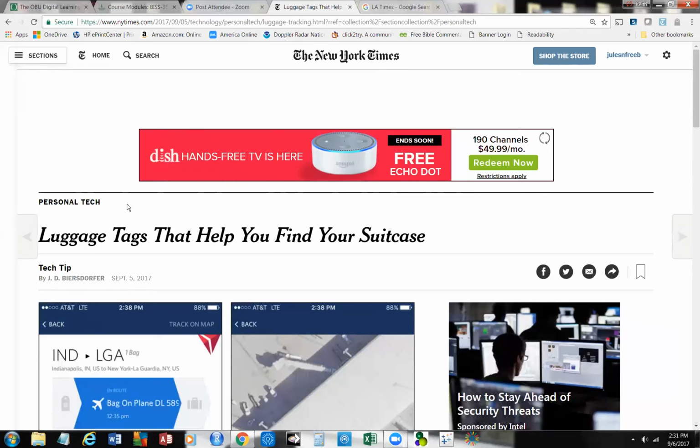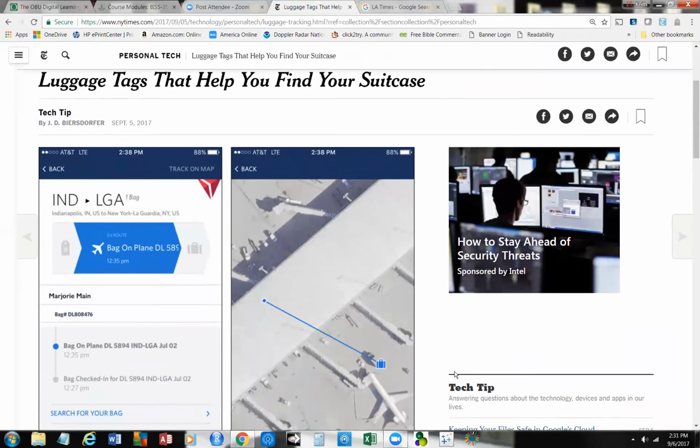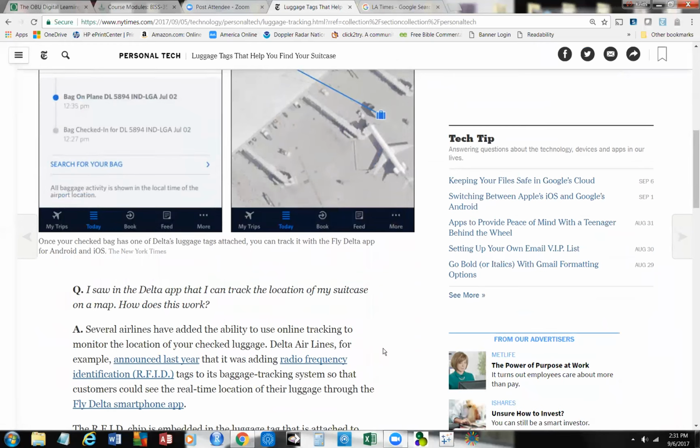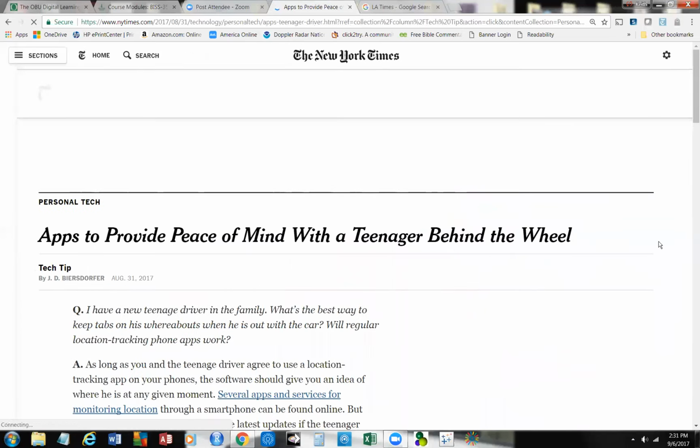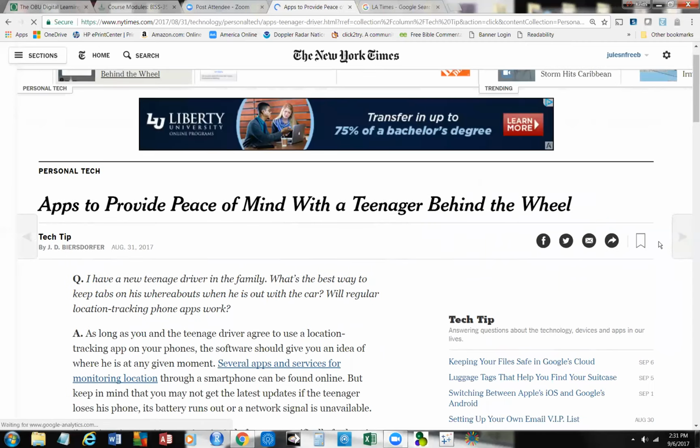And I want to make sure that you see, here's one of these that really is kind of a transaction system, okay? And again, we see these moves from one to the other. Here's another, and this is an app to provide peace of mind with a teenager behind the wheel, okay? This is a vehicle monitoring system, and a location monitoring system that was really developed on the commercial side of things, but has now worked its way over into personal technology uses.